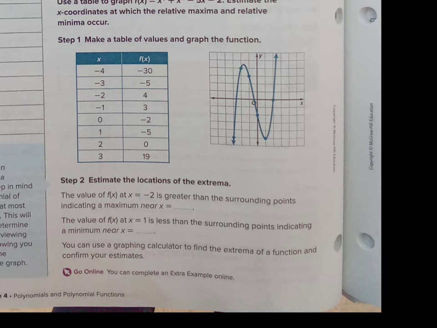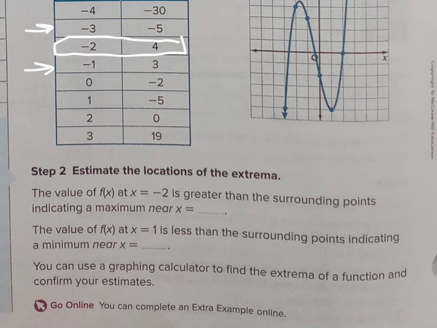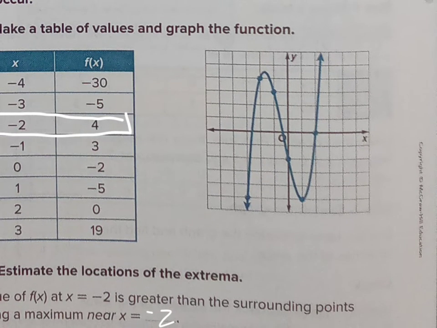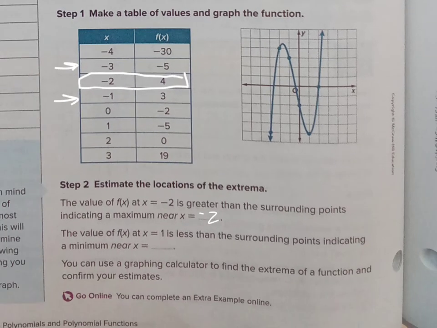So then they're saying, okay, well, the value of f of x at x equals -2 is 4. And it is greater than the surrounding points, being this point and this point. 4 is bigger than both -5 and 3. So that indicates that there is a maximum somewhere near x equals -2. Now, if you're looking at the graph, it's not exactly -2. It's somewhere in between -1 and -2. But we're just getting it near.